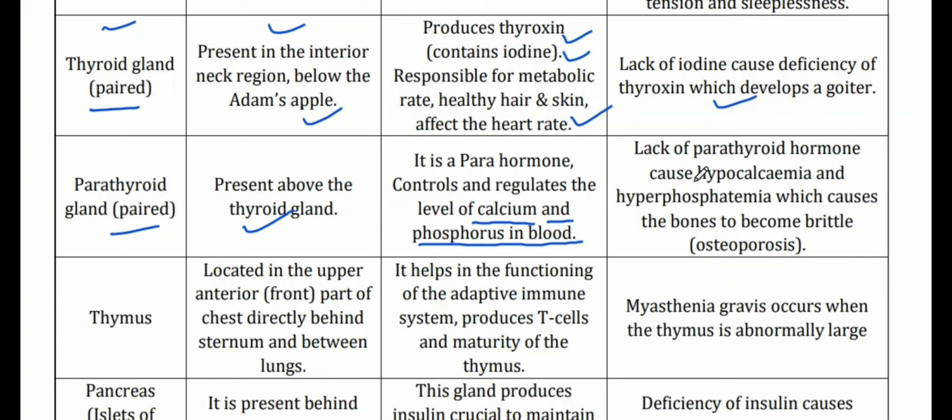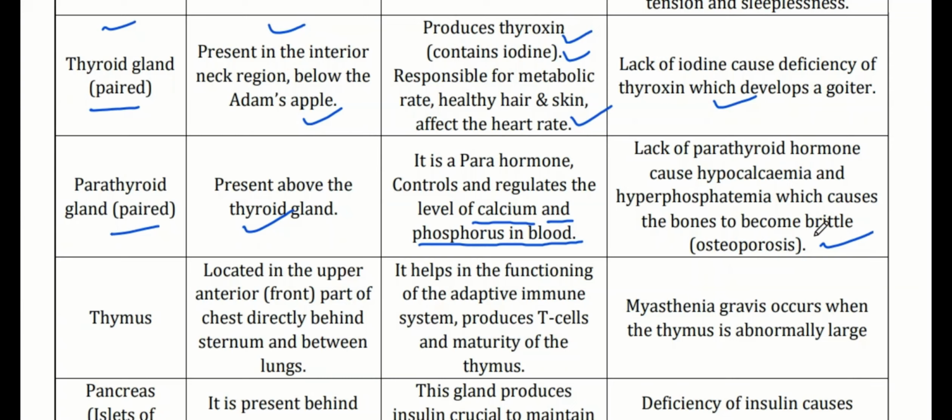Okay, when the parathyroid gland has any deficiency, what will the human body face? Lack of parathyroid hormone causes hypocalcemia and hyperphosphatemia, which causes the bones to become brittle. Osteoporosis, or you can say osteoporosis. This is the type of disease we will face.